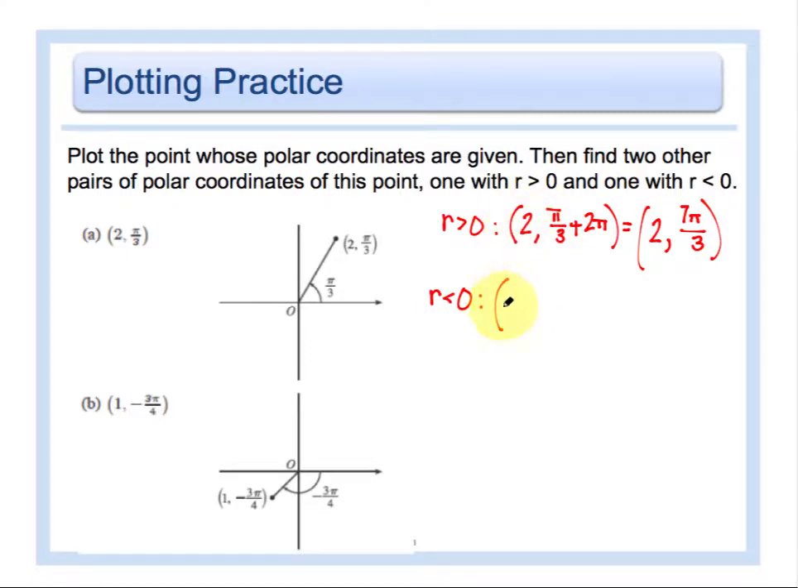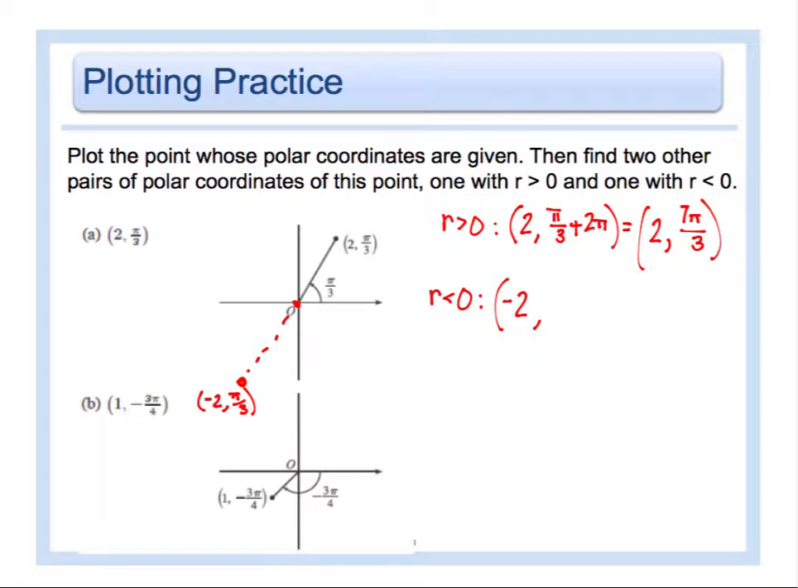Now, when it says radius is less than 0, then instead of the radius being 2, let's look at the opposite of 2. So pretty much, instead of going this way to go to 2, that would be going this way to go to negative 2. Okay, that would be a radius of negative 2, pi over 3. So this point right here would be (negative 2, pi over 3).